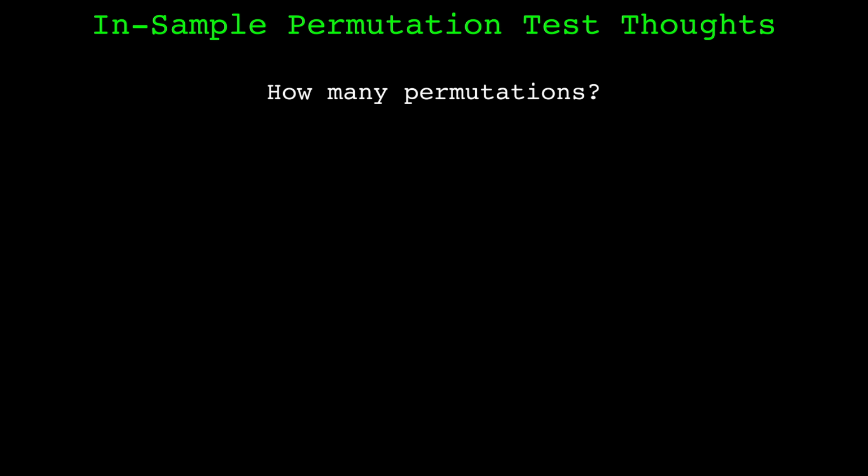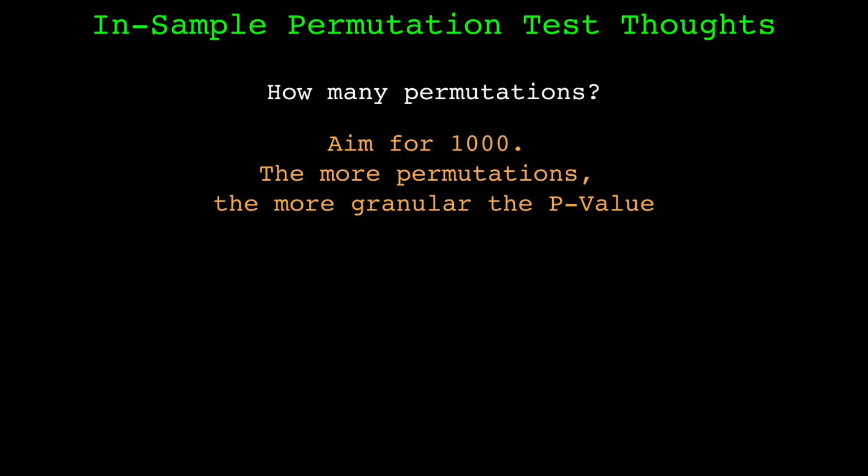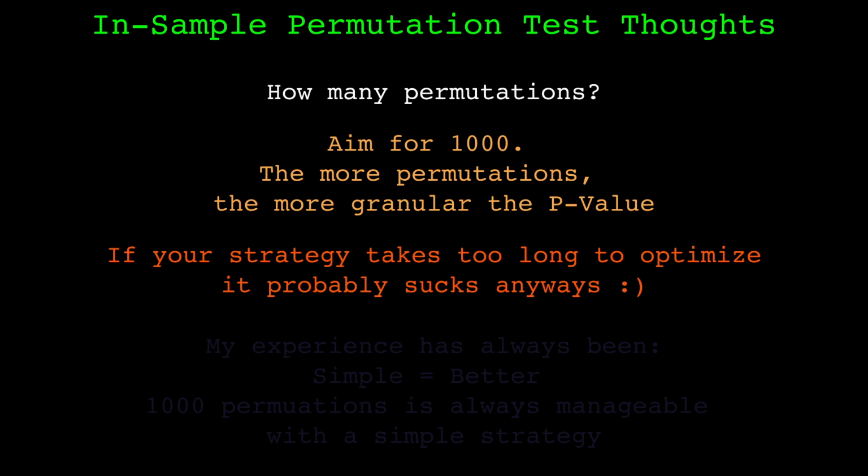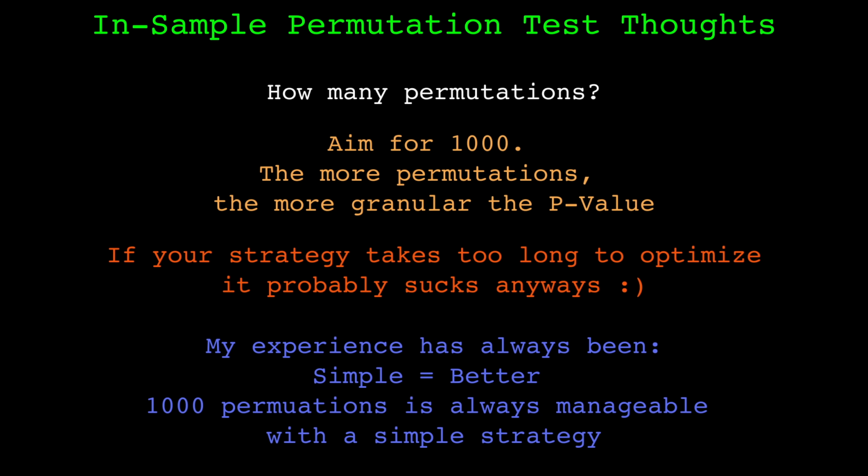Ideally, you should use the test with as many permutations as possible. I think 1000 is a reasonable minimum. This of course means we have to optimize our strategy 1000 times, and it will probably take some time. If optimizing your strategy 1000 times is simply not feasible, you probably have a very complex strategy or a very poorly coded strategy. In which case, I suppose 100 would be sufficient, but I would say that's a hard minimum.